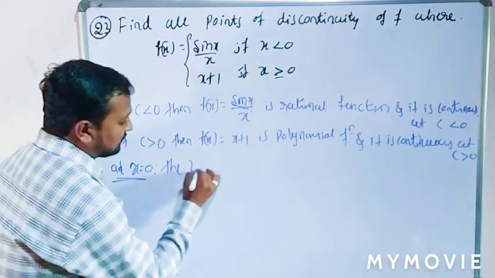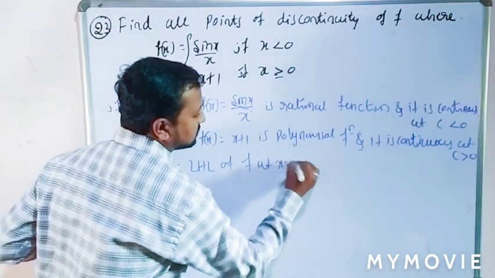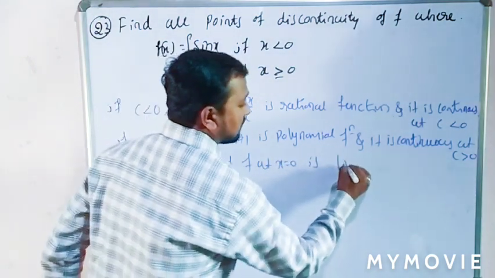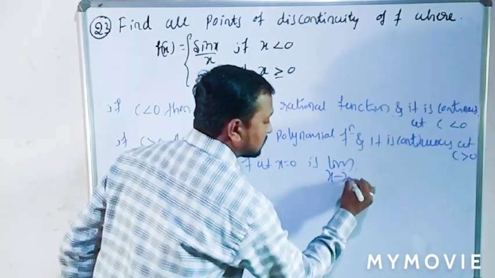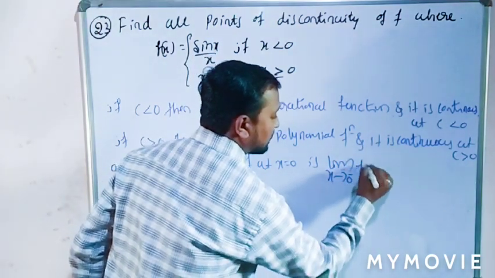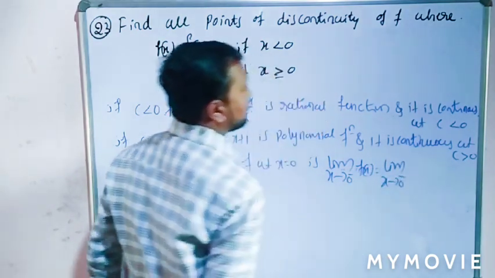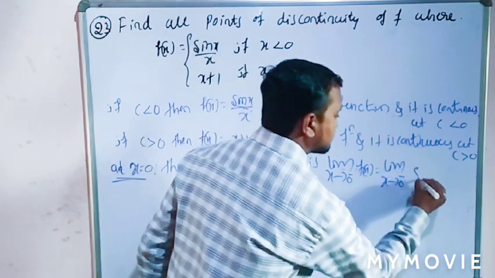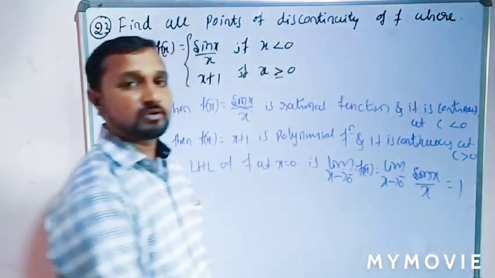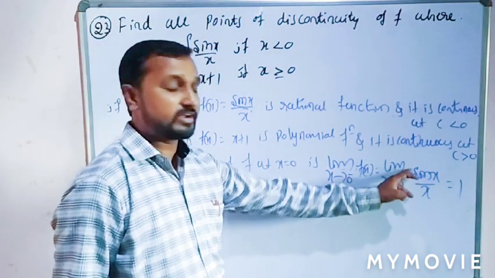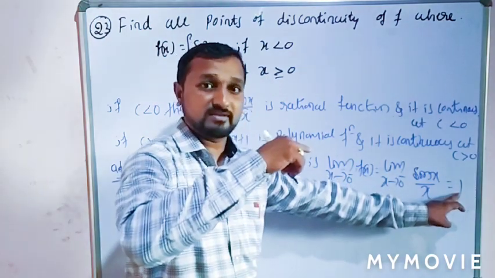The LHL of f at x equal to 0 is the limit as x tends to 0 minus of f of x, which is the limit of sin x divided by x, and that is equal to 1. This is a standard result: limit of x tends to 0, sin x by x is equal to 1. The first basic concept. Is that clear?